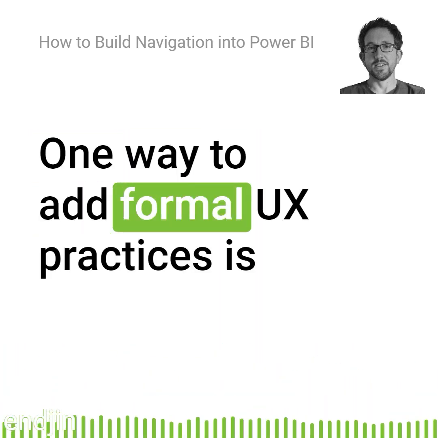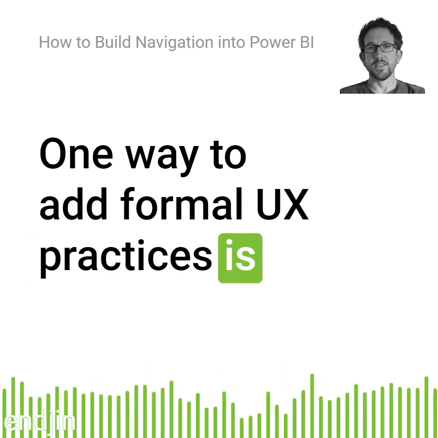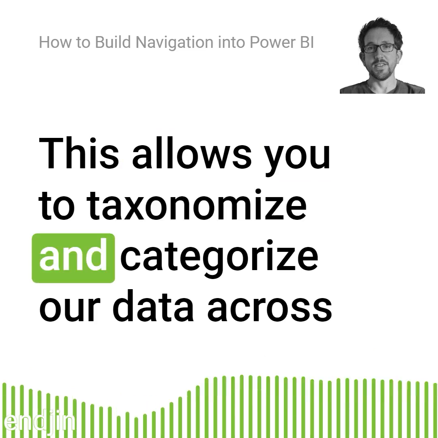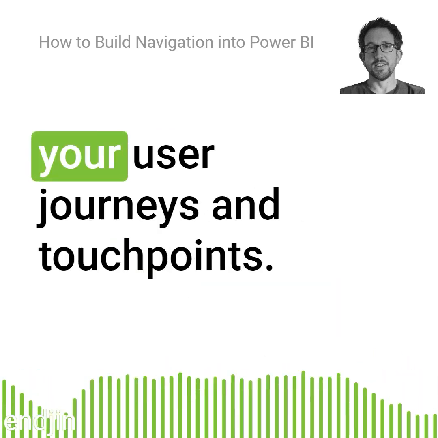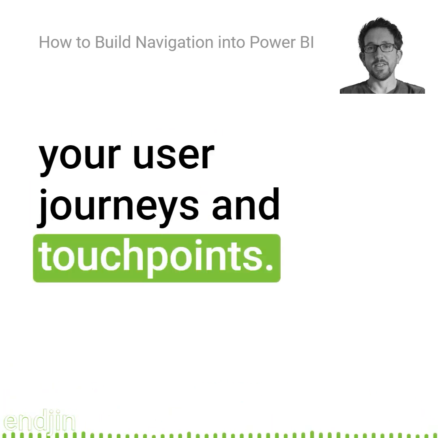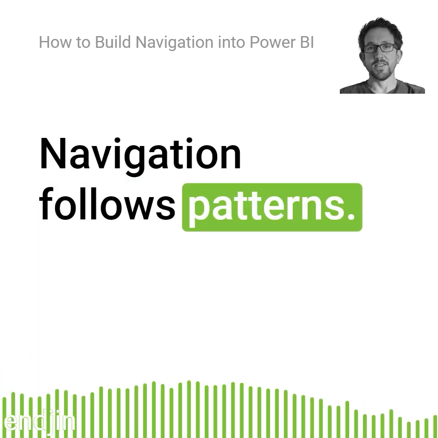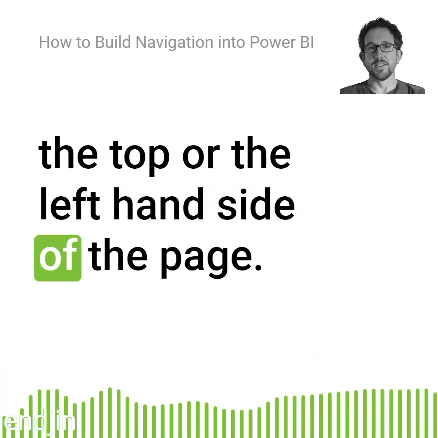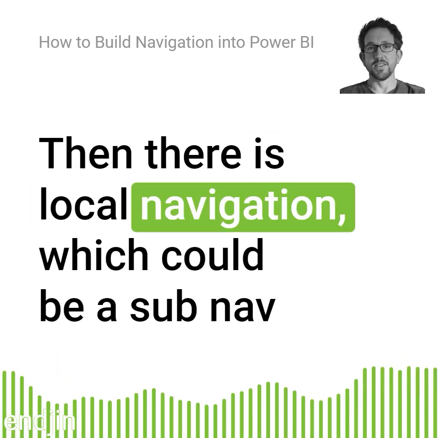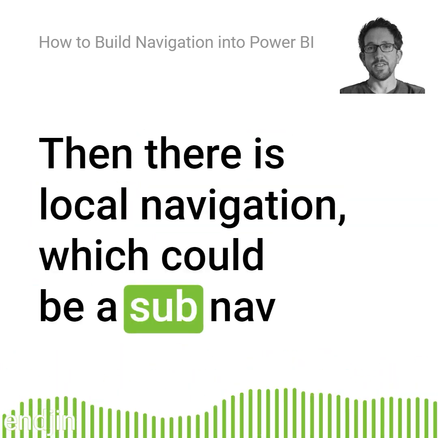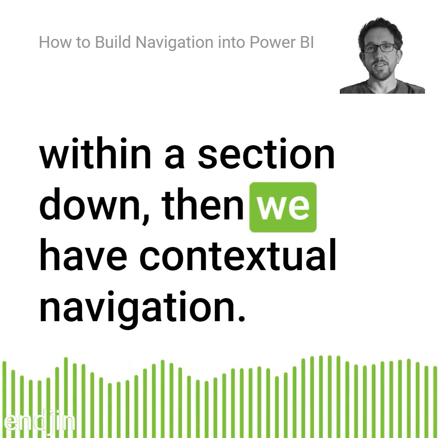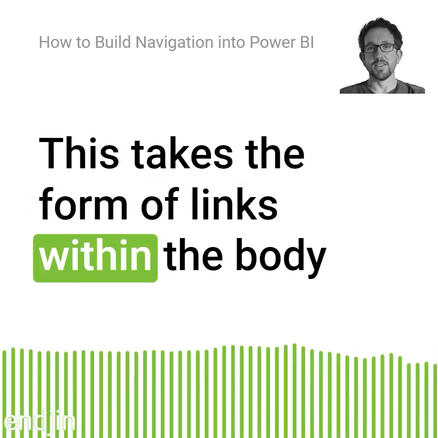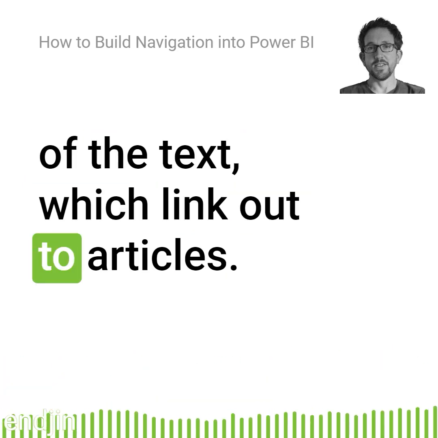One way to add formal UX practices is by integrating navigation. This allows you to taxonomize and categorize our data across your user journeys and touchpoints. Navigation follows patterns. You would normally find our main nav at the top or the left-hand side of the page. Then there is local navigation, which could be a sub-nav within a section down. Then we have contextual navigation. This takes the form of links within the body of the text, which link out to articles.